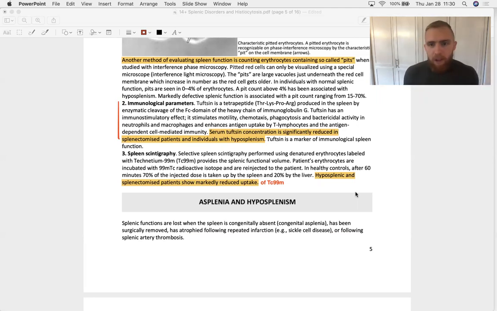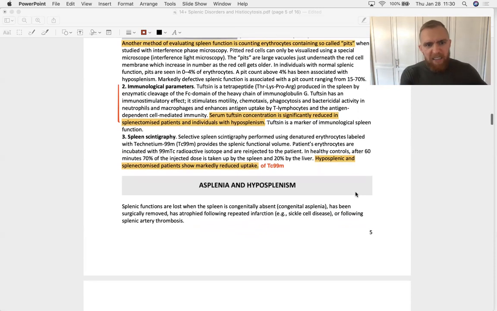You never know. Something similar, hyposplenic and splenectomized patients show markedly reduced uptake of technetium 99, and that is scintigraphy, or also known as a radionuclide scan, right? You could have like technetium, gadolinium, you know, a lot of different iniums out there. And we use these things to find different things in the body. For example, with a Meckel's diverticulum, remember that we can look for ectopic gastric tissue by applying this radionuclide scan that's specific for tissue of the stomach.